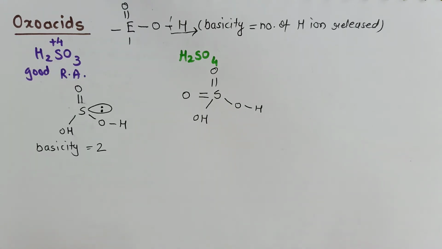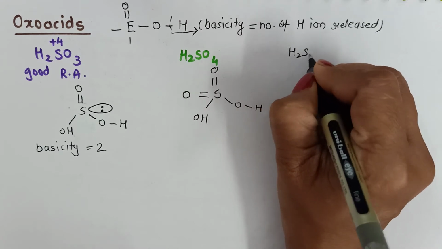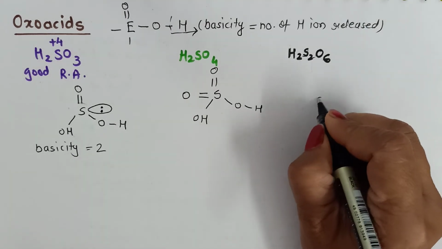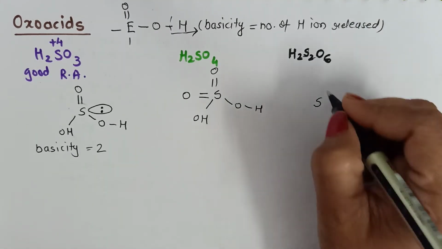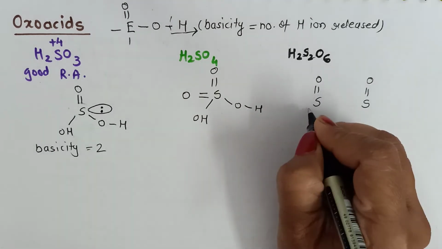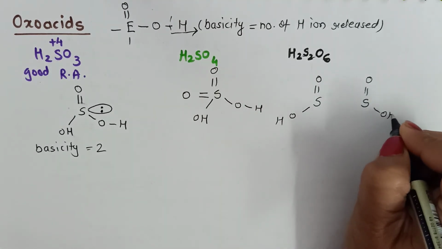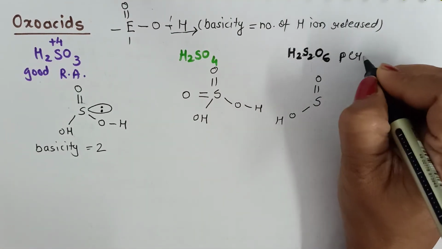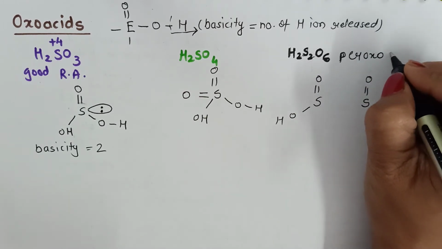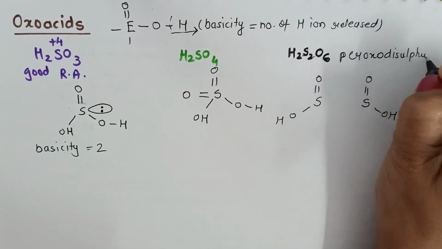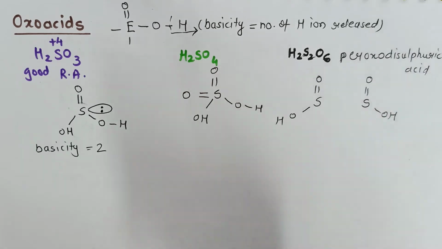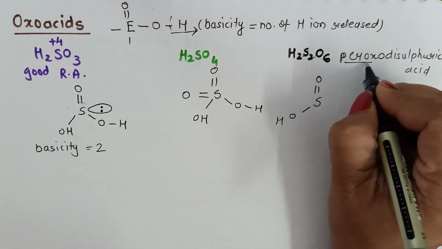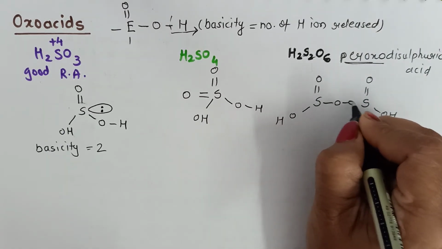Now coming to the next one, H2S2O6. Now when we draw the structure of H2S2O6, there are 2 sulfur atoms, both being oxoacids, will be linked with H, double bond O, OH and OH. The name of this acid is peroxo disulfuric acid. That means 2 moles of sulfuric acid are joined together by a peroxide linkage. That's why the name is peroxo. So there is a peroxide linkage in them.